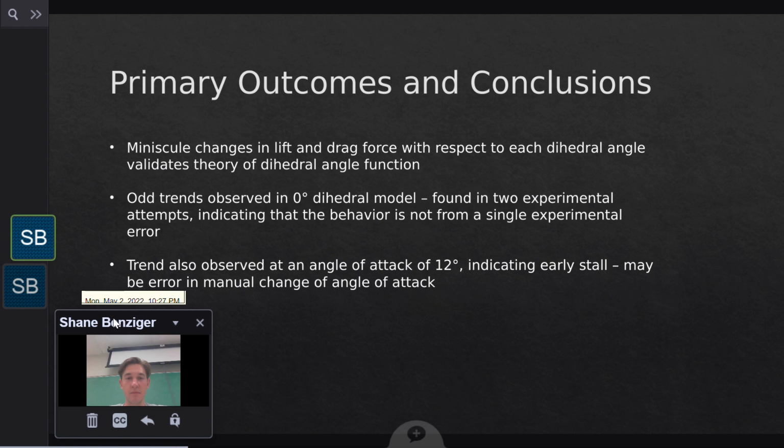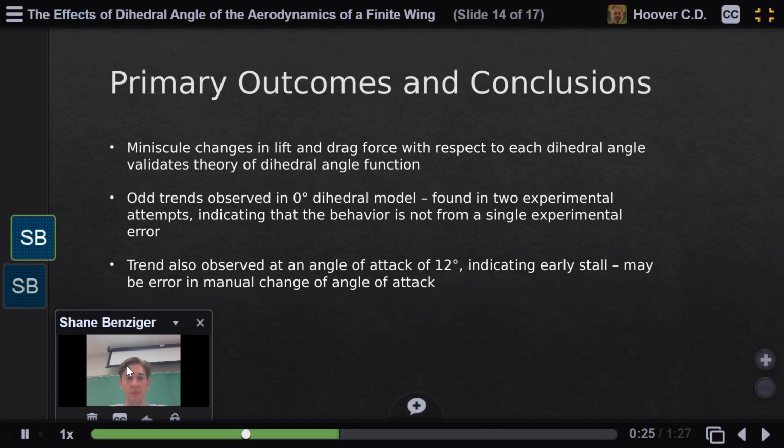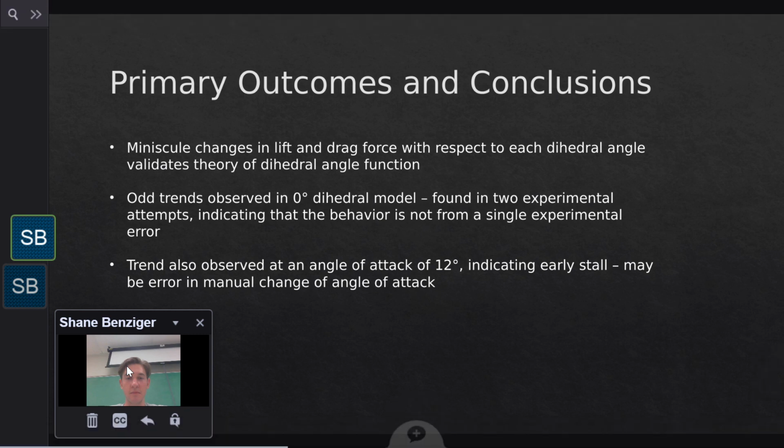However, odd trends observed in the 0-degree dihedral were found in 2 separate experimental attempts, indicating that the behavior was not due to a single experimental error. This abnormal behavior could be due to the manual adjustment of the angle of attack of each model, in which the team actually reached stall angle of the wing prematurely, leading to the maximum lift shown in the graph.